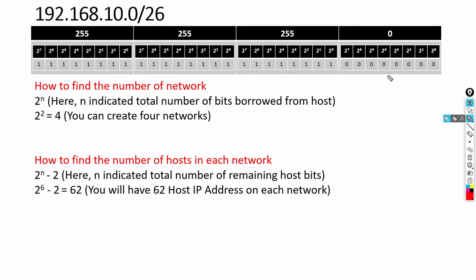On every network, as I have explained, there are a number of bits. First of all, you have to find the number of hosts, or you can say the number of IP addresses. How many IP addresses will you get on each network? You will get 64, out of which you can use 62 addresses in a network, and 2 IP addresses belong to the network ID and broadcast ID.